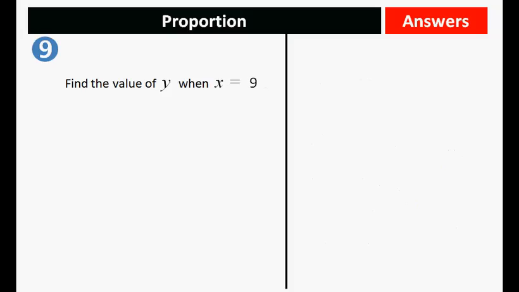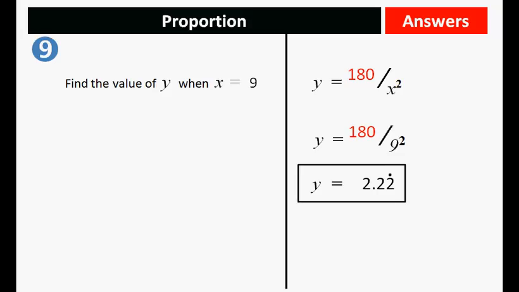Another part of the question, find the value of y when x equals 9. So again, take the relationship between the two things and put in the value that we've got. And we get that y is 180 divided by 9 squared, which is 2.2 recurring when you work it out. 180 divided by 81 is 2.22 recurring.